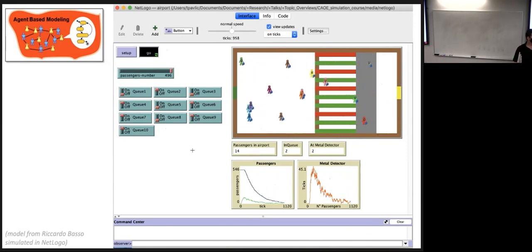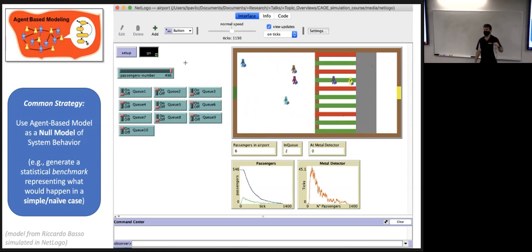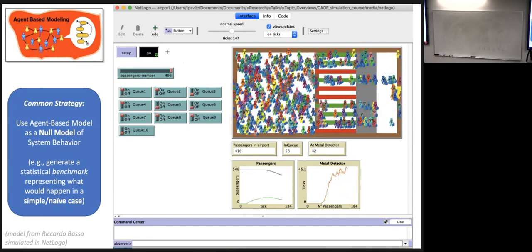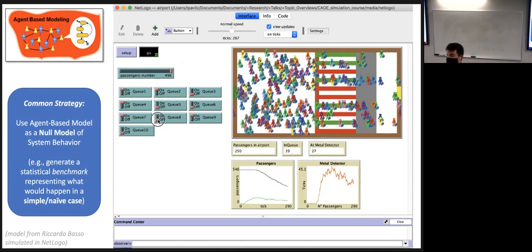So why is this potentially useful? A lot of times these agent-based models are useful as null models of system behavior. What I mean by that is sometimes somebody will build an interesting operational strategy and run it for you. And they'll say, look at this great pattern we saw in these metal detectors. There was a spike initially, and then things fell off very quickly. So we think that's a good sign that our operational strategy is working well. But you always need a benchmark, right?